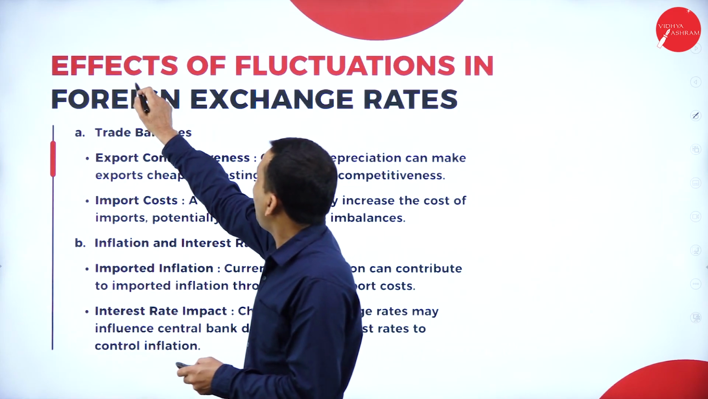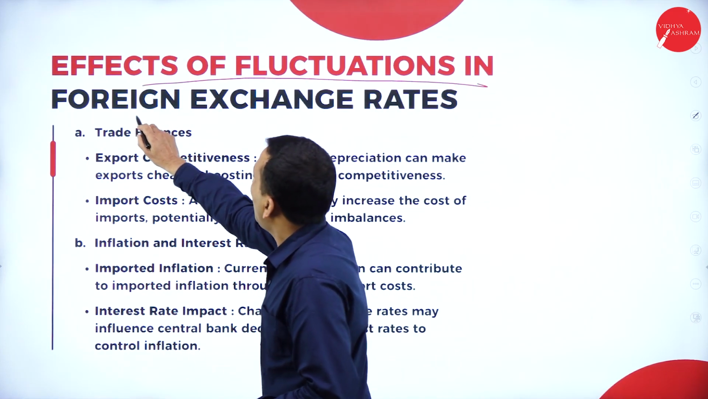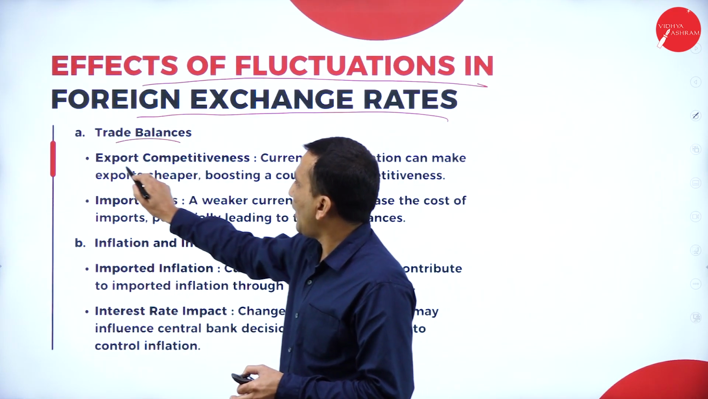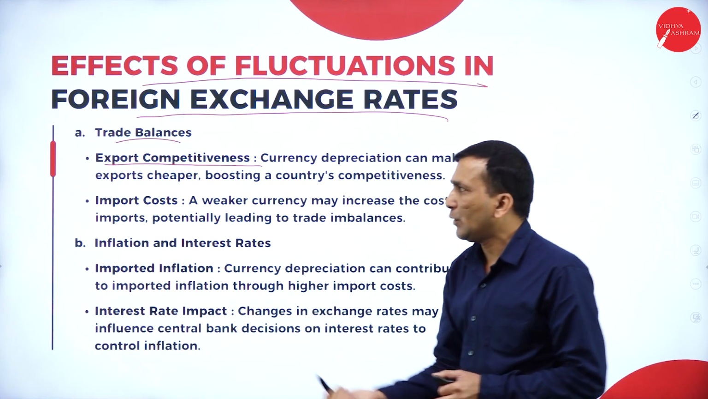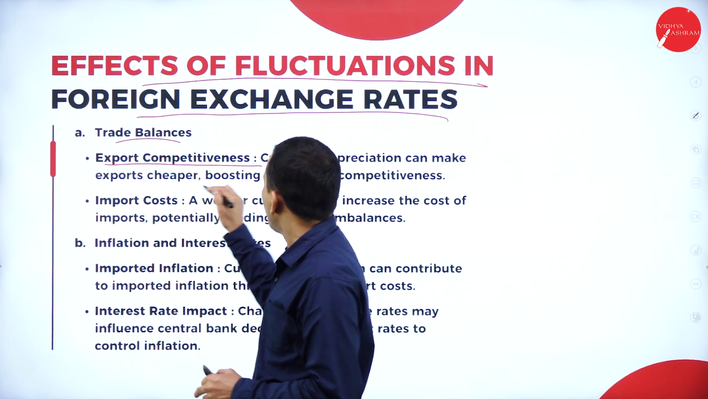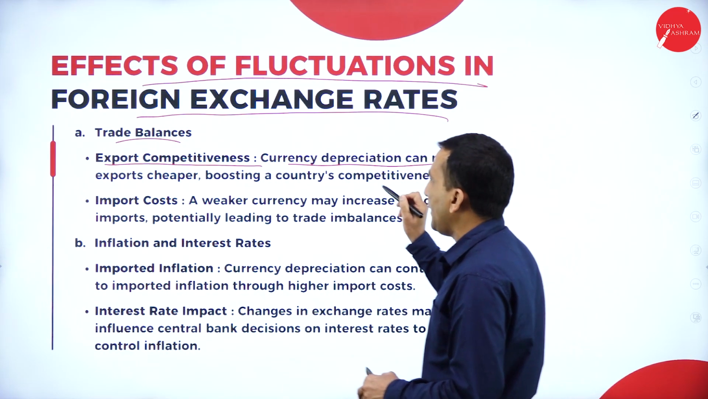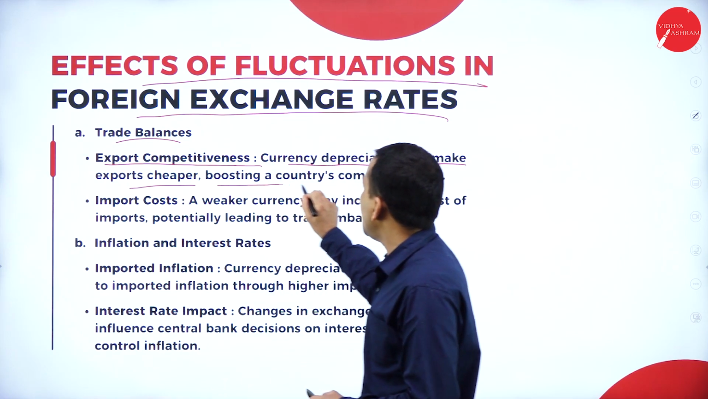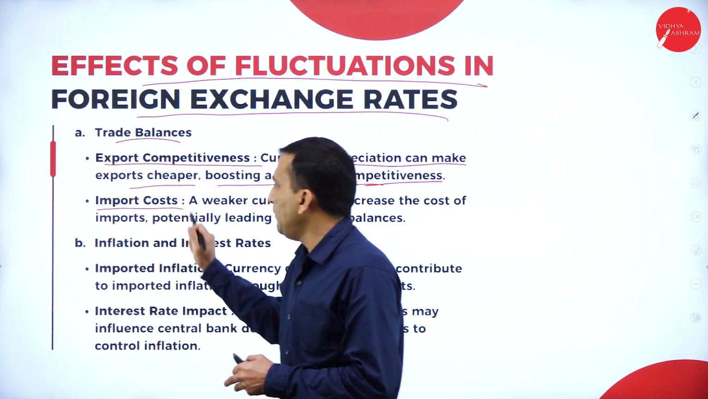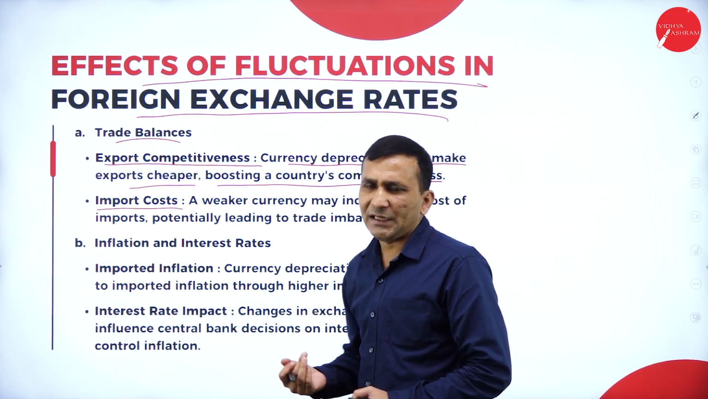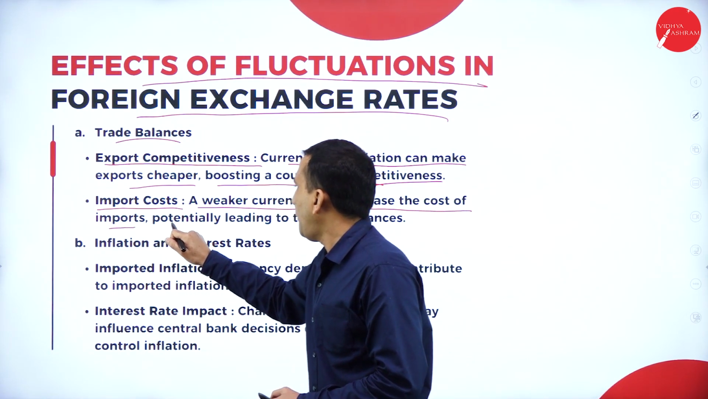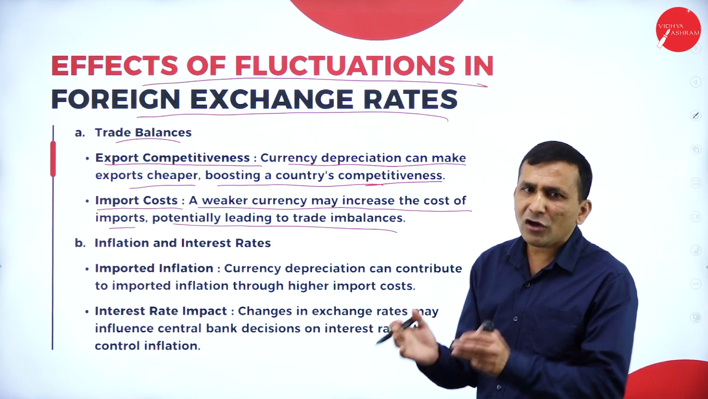Moving to the effects of fluctuation in the foreign exchange rate. The first one, trade balance. Under trade balance, we can find export competitiveness. Either exports are increasing or imports are increasing or decreasing. Currency depreciation can make exports cheaper, boosting the country's competitiveness. If exports increase, in the case of imports, a weaker currency may increase the cost of imports, potentially leading to a trade imbalance. We are not balancing the trade.